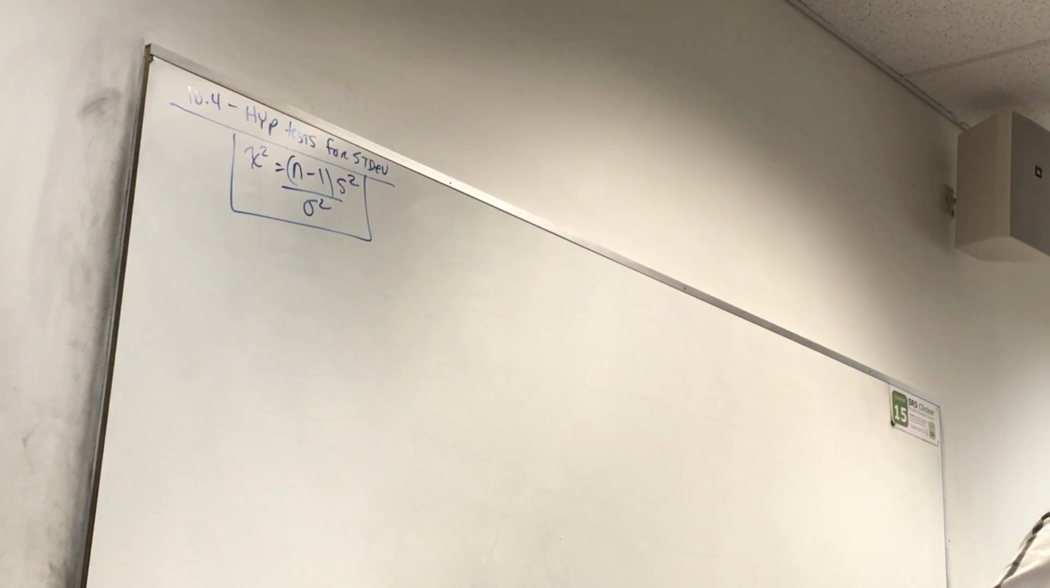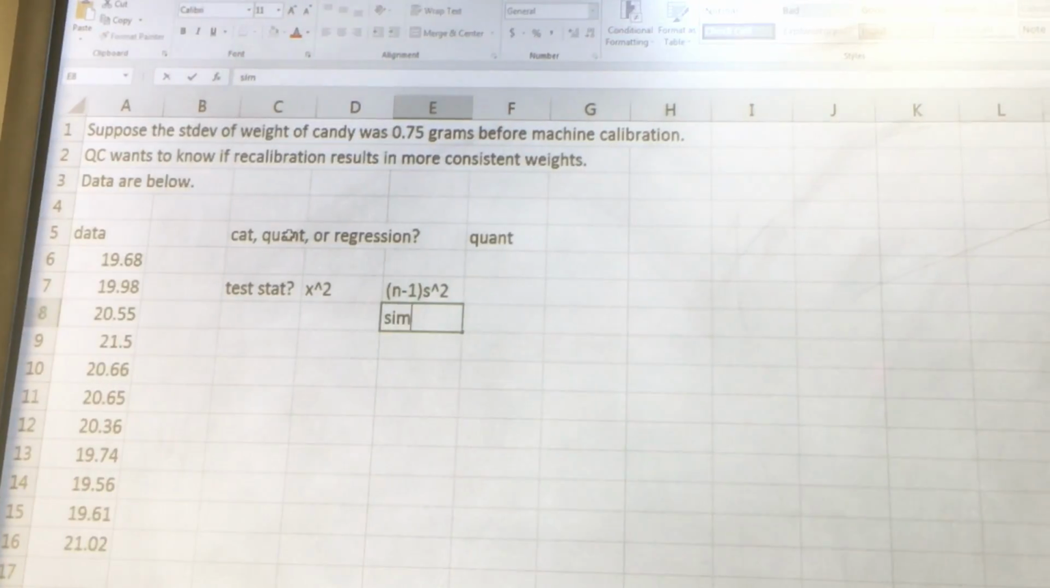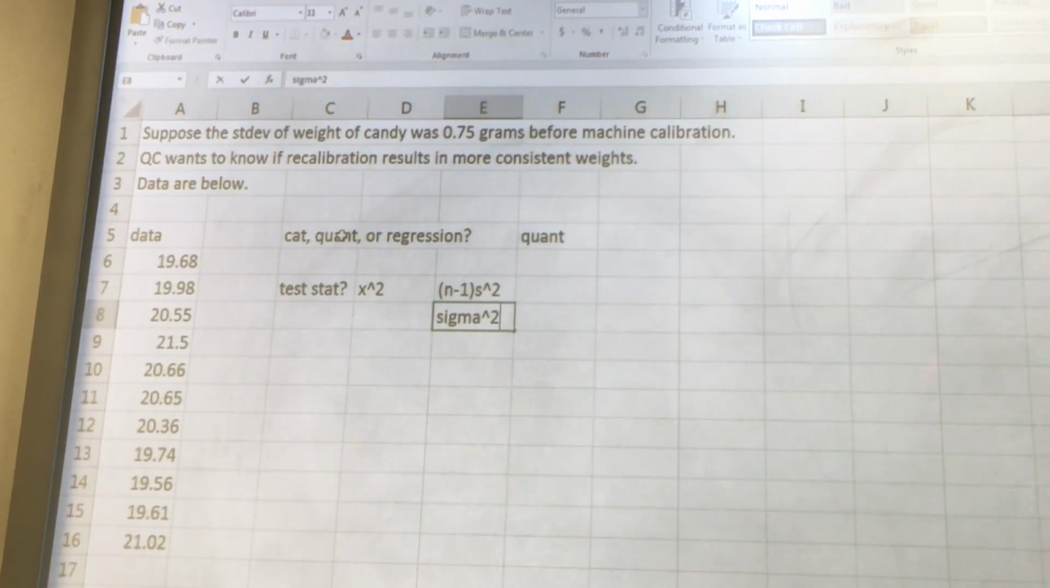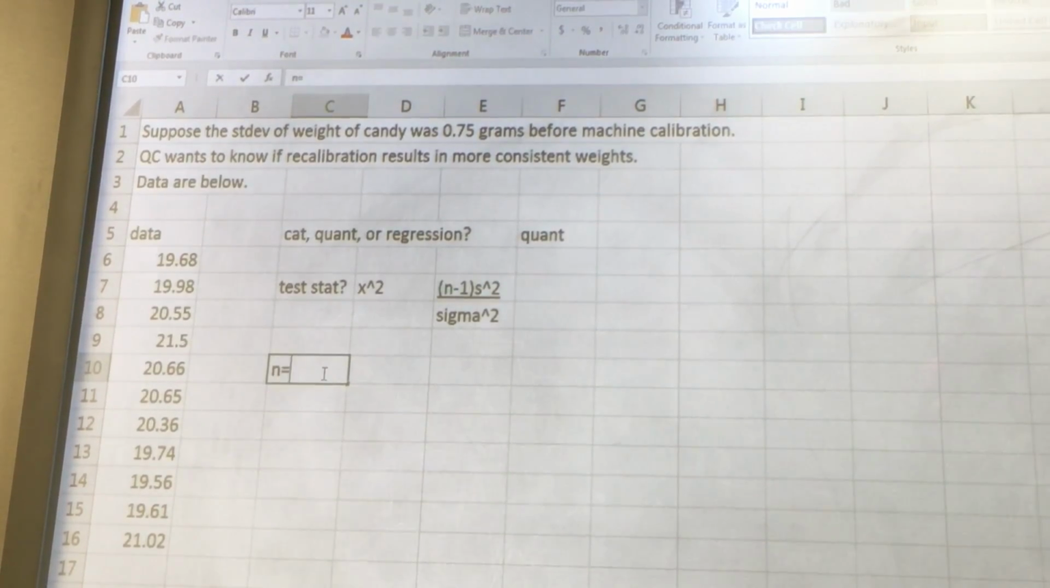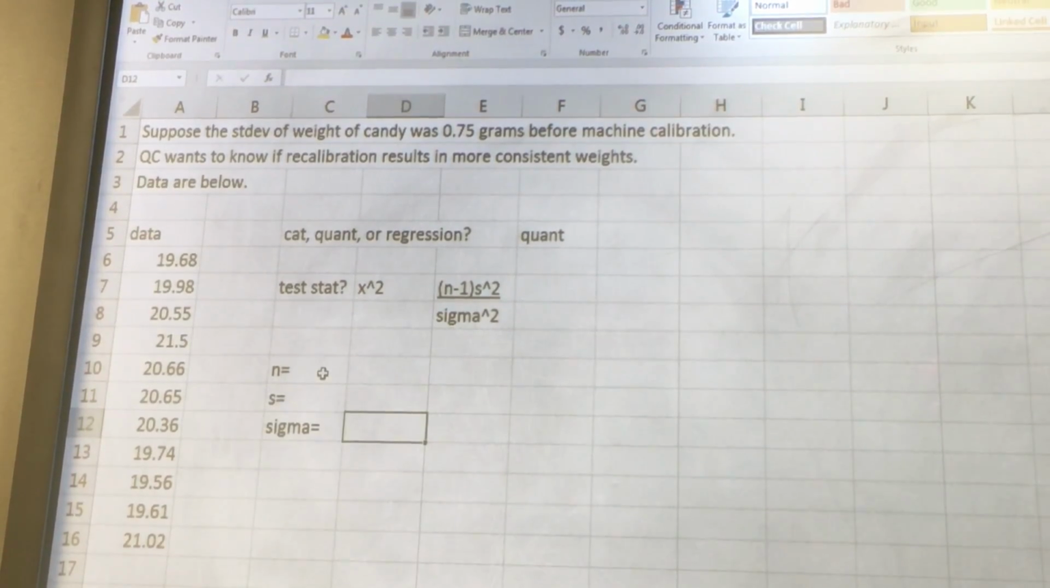Okay, so it's going to be n minus 1 times s squared over sigma squared, which means you've got to figure out what all that stuff is. n equals, s equals, and sigma equals. Okay? How do I find my n quickly and easily with the computer? Highlight your data. I've got n equals 11. Oh, and by the way, we're going to need to do 3 and 2, right? Chi-squared. s. How do I find my s?